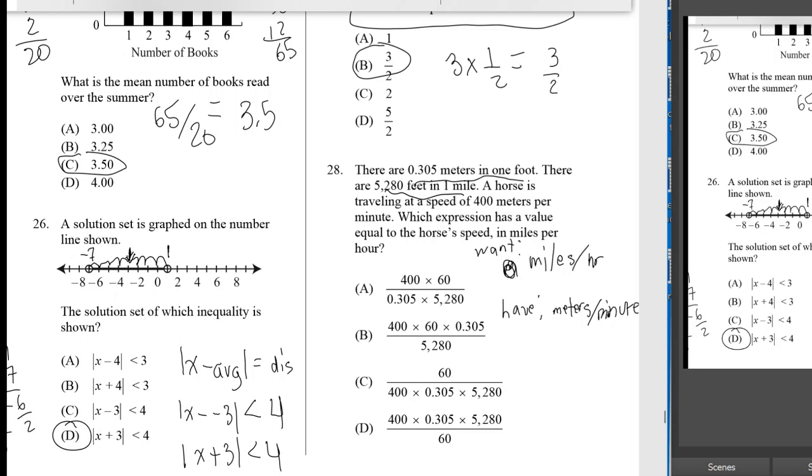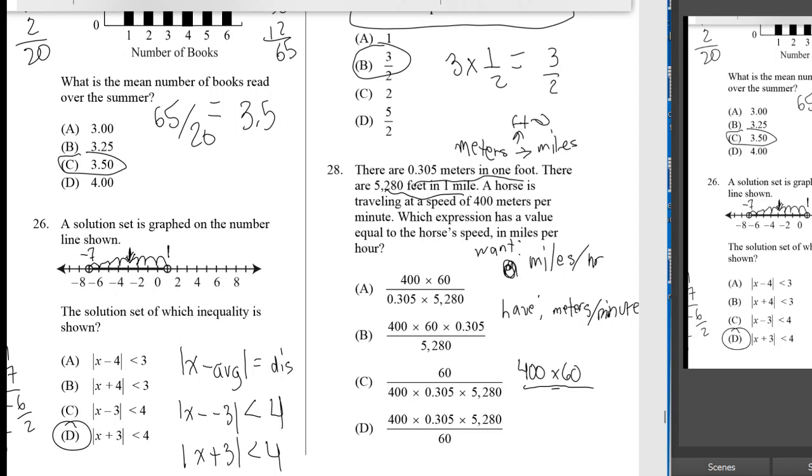Well, the first thing I want to do is get rid of the meters per minute, and get it to meters per hour. I'm going to go 400 meters in 1 minute. If I'm talking about hours, then I have 400 times 60. Then I also have to get from meters to miles. I'm going to go through feet, from meters to feet, and then feet to miles.